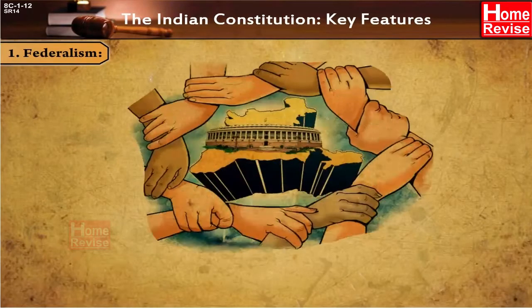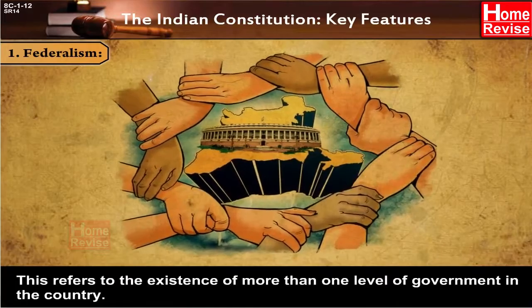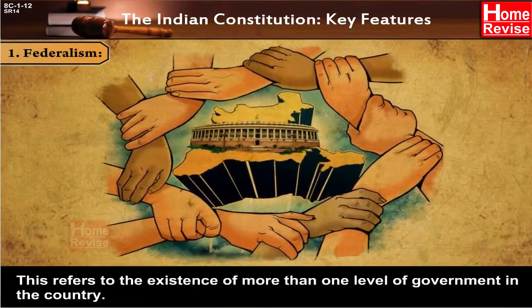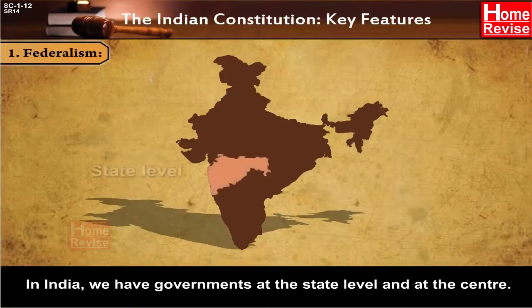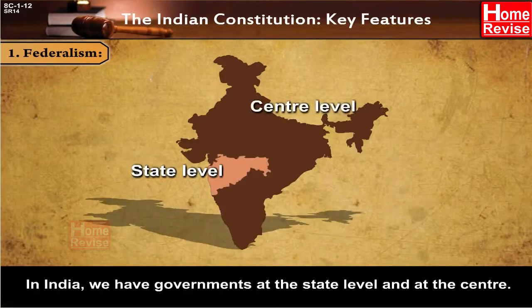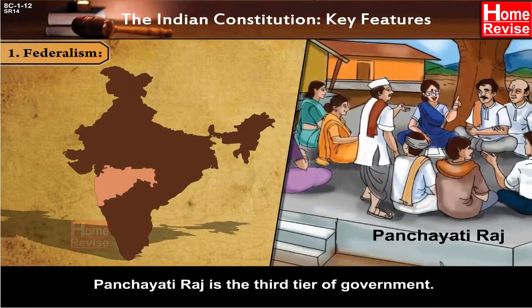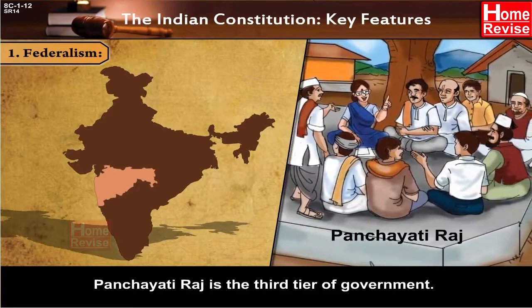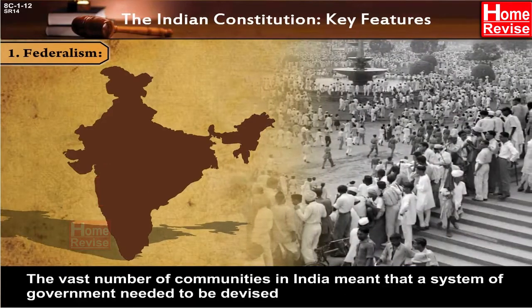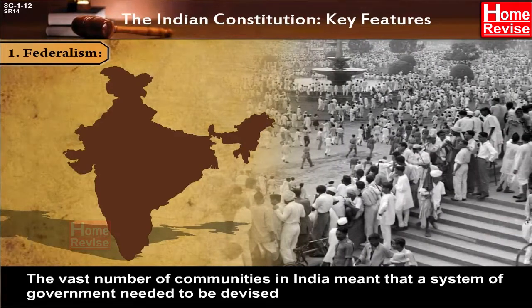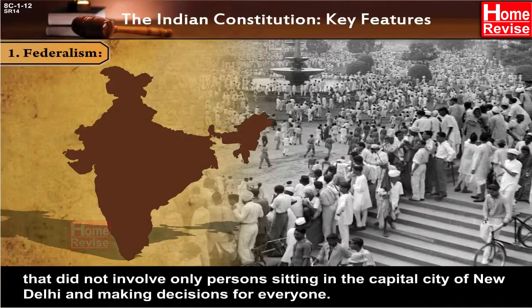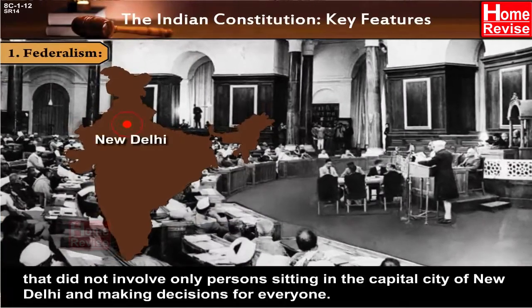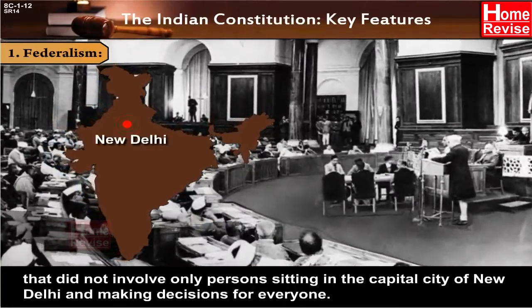1. Federalism. This refers to the existence of more than one level of government in the country. In India, we have governments at the state level and at the centre. Panchayati Raj is the third tier of government. The vast number of communities in India meant that a system of government needed to be devised that did not involve only persons sitting in the capital city of New Delhi and making decisions for everyone.